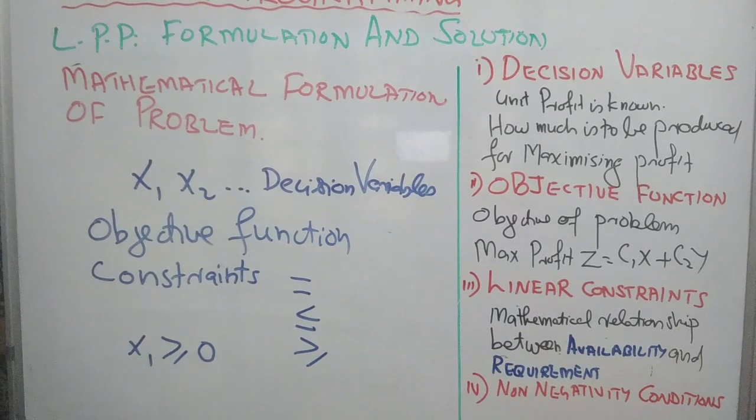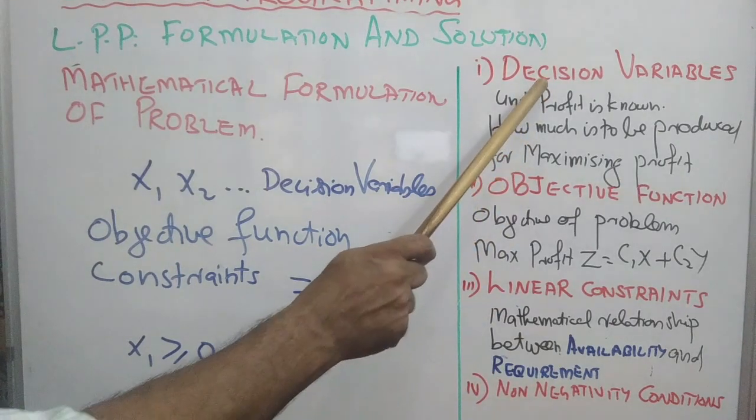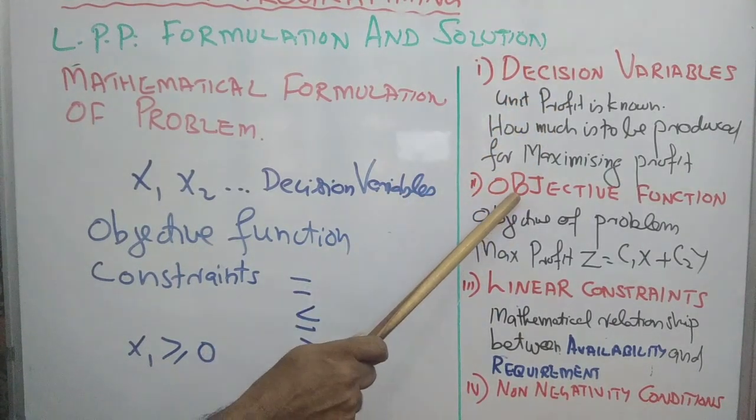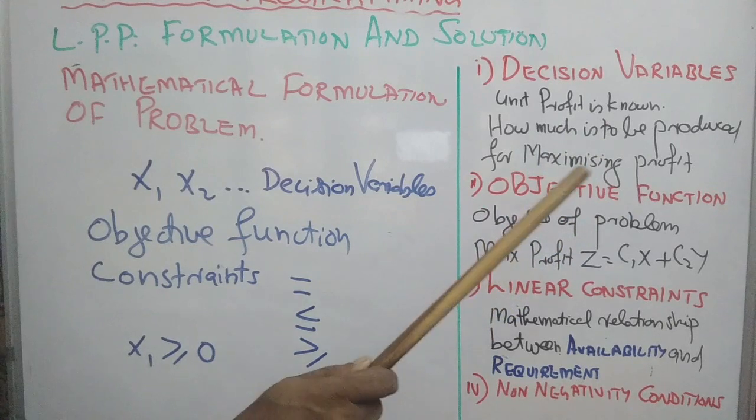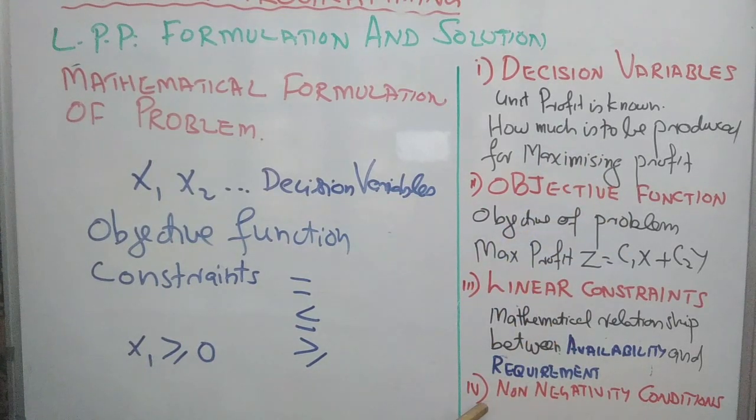And finally, the fourth one: in a real life situation, we have no scope for negative values. All the variables should be positive. That is the non-negativity condition. Hence, for a linear programming problem, in the stage of formulation, we have to consider 4 components: decision variables, objective function, linear constraints, and non-negativity conditions.